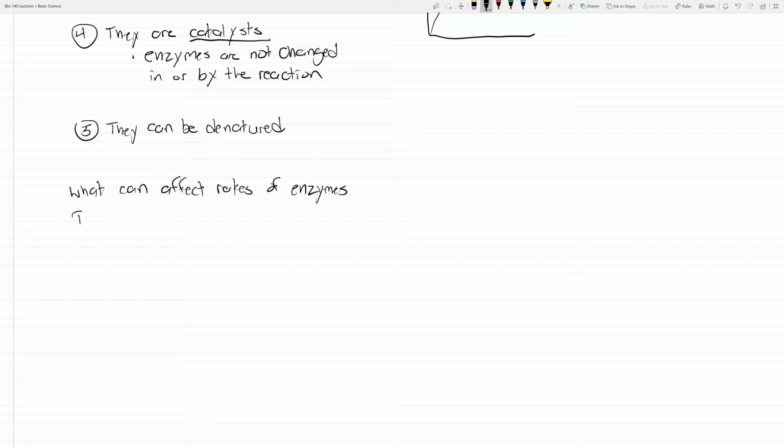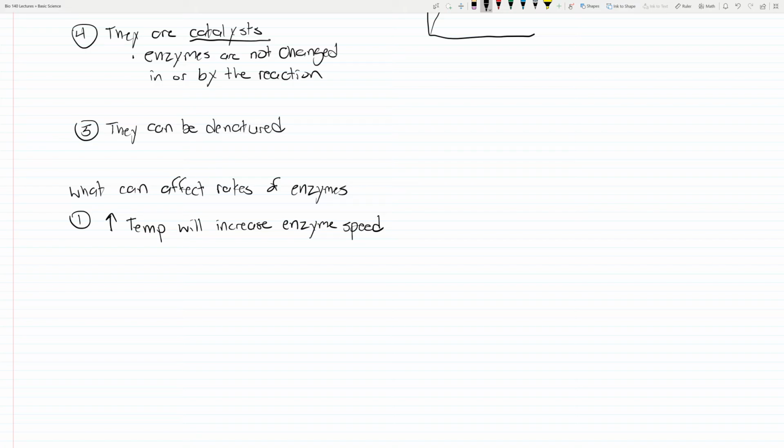Okay, so number one, and the most important, is increased temperature will increase enzyme speed. Now, this is how I want you to think about this. I don't want you to think about the enzyme just works faster. No, the enzyme does not work faster. When you increase the temperature, what you are doing is you are increasing the speed of individual molecules.